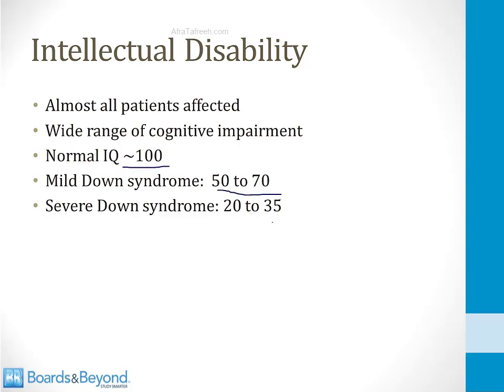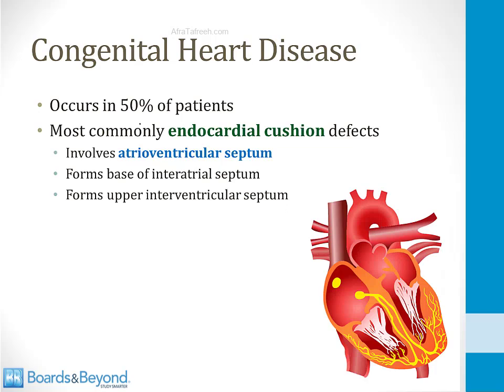Children with a more severe case can have an IQ of 20 to 35, and this will obviously have a big effect on the type of services these children need as they grow up. Congenital heart disease occurs in 50% of patients who have Down syndrome.